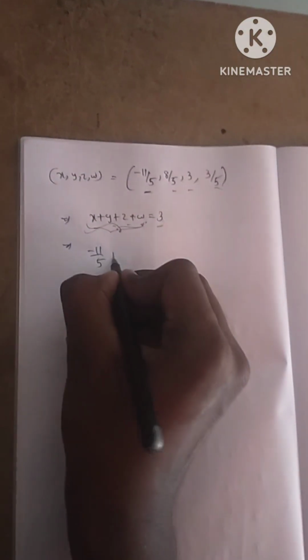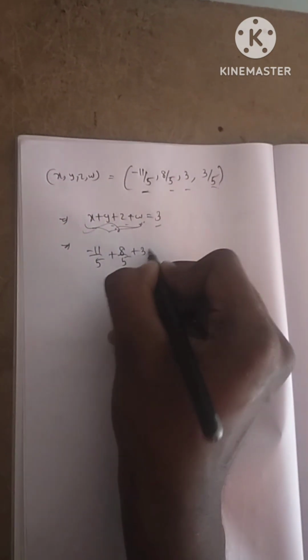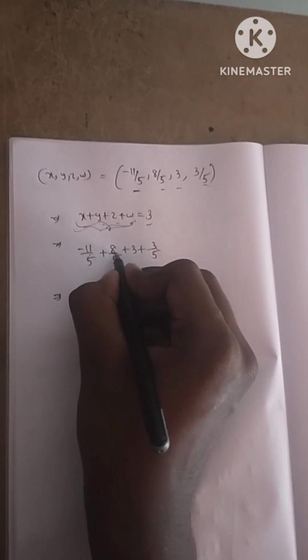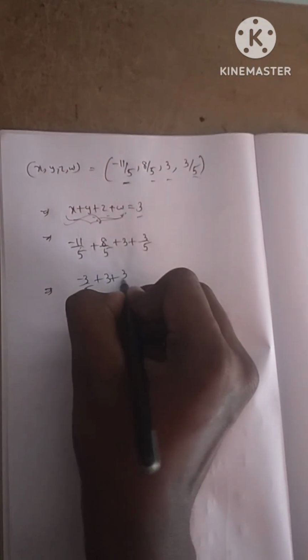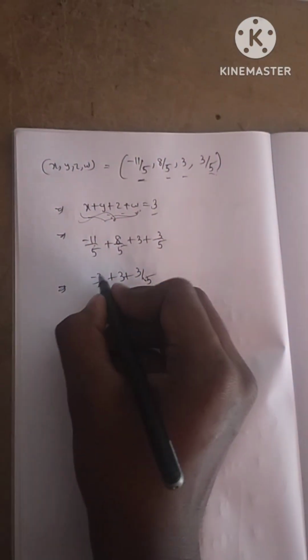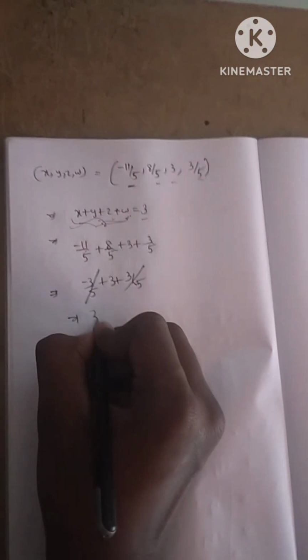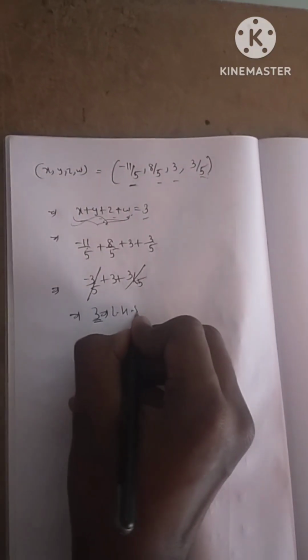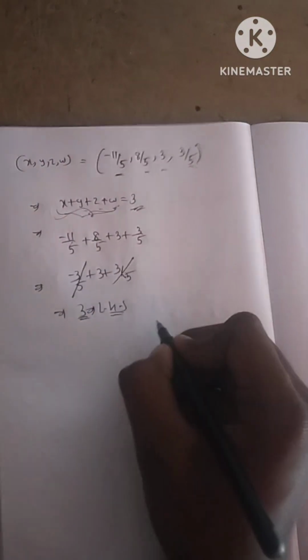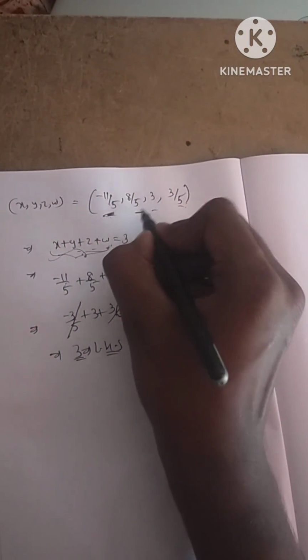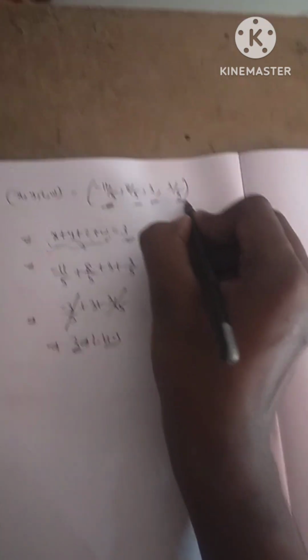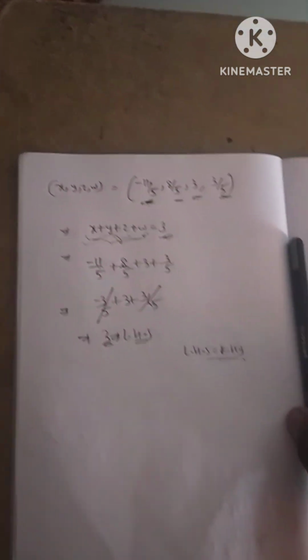Minus 11 by 5 plus 8 by 5 plus 3 by 5. Minus 11 by 5 plus 8 by 5 is minus 3 by 5. Minus 3 by 5 plus 3 by 5 gets cancelled. We got 3. This is the LHS part. And the RHS part is also 3. So LHS is equal to RHS. Our answers are correct. X is minus 11 by 5, y is 8 by 5, z is 3, and w is 3 by 5. So this is the Gauss elimination method of a 4 by 5 matrix.